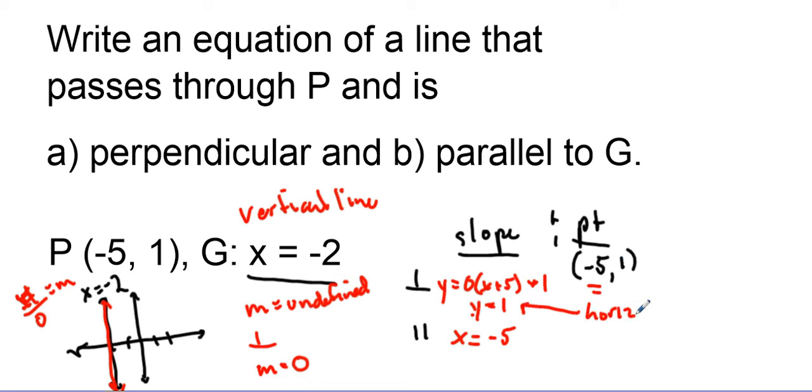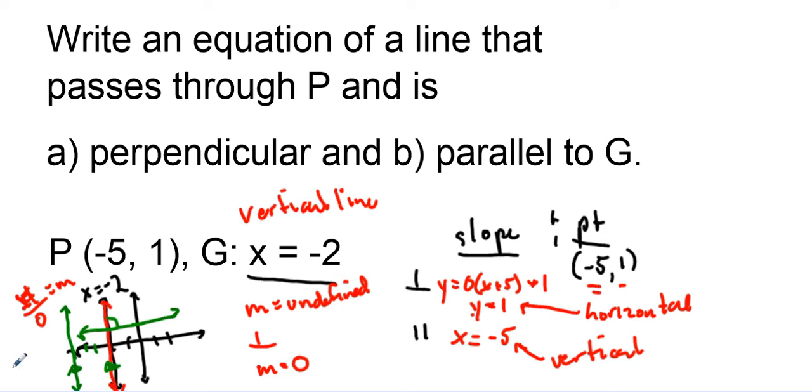And then we'll just have another vertical line for the one that's parallel. Just to show you this, let me draw this out. So our horizontal line would be through 1. You can see that would be perpendicular. Perpendicular means it's going to create a 90-degree angle. And then we'll have x equals -5, and you can see that, drawn correctly, it is parallel to this one right here.